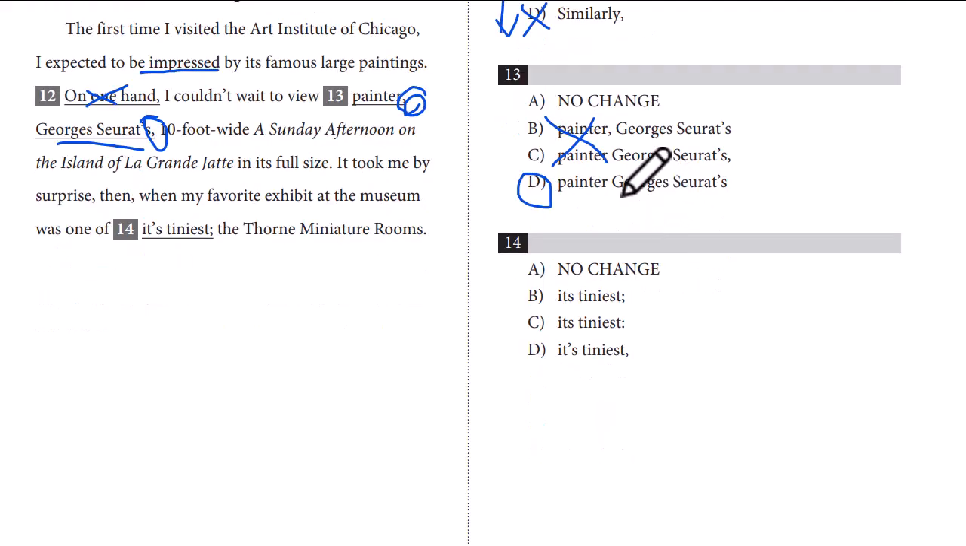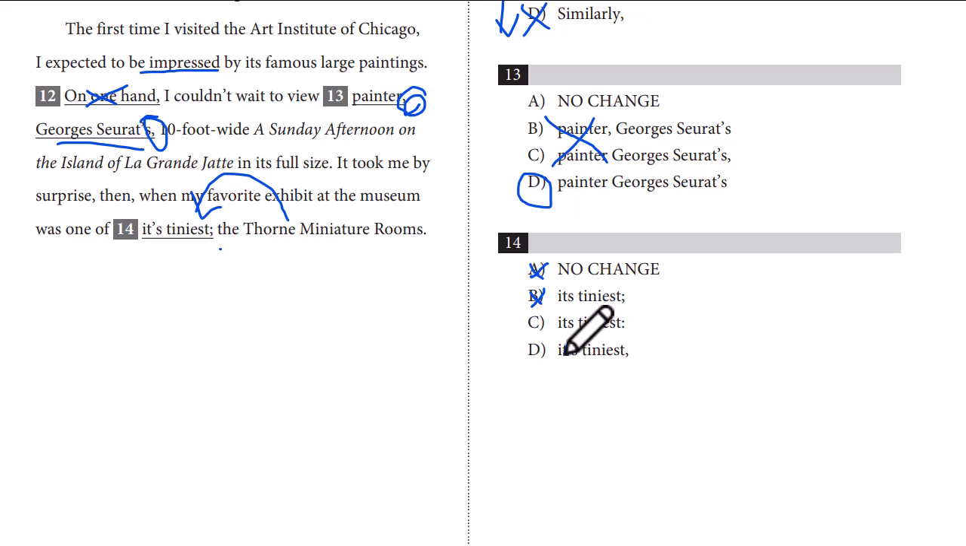14. It took me by surprise then when my favorite exhibit at the museum was one of its tiniest. Semicolon, the Thorn miniature rooms. Okay, the Thorn miniature rooms is going to be an example of one of the tiniest, which is a great setup for a colon. So I think I'm looking for a colon. It can't be a semicolon because the Thorn miniature rooms is not an independent clause. So the semicolon answers will be wrong. And by the way, it's not going to be a comma either.